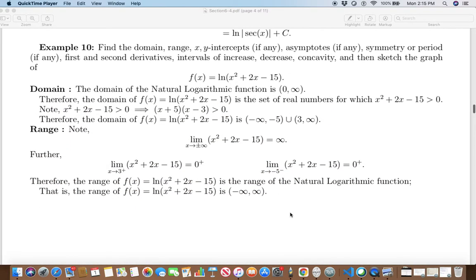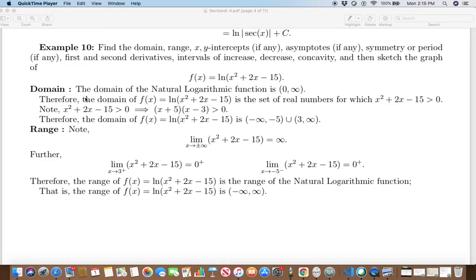The next question. This is a long example. Find the domain, range, x and y intercepts if any, asymptotes if any, symmetry or period if any, first and second derivatives, intervals of increase, decrease, concavity, and then sketch. Okay, so a whole bunch of things. What's the function? The function is natural log of x squared plus 2x minus 15.